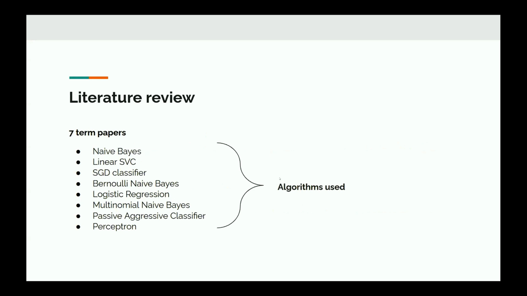So for the literature review, we did cover 7 term papers, and some of the algorithms that were used by the other authors regarding this topic were naive Bayes, linear support vector classifier, SGD classifier, Bernoulli naive Bayes, logistic regression, multinomial naive Bayes, passive aggressive classifier, and perceptron. And later on, we also used some of these algorithms and compared these authors' results with our own results, and we'll talk more about that later.